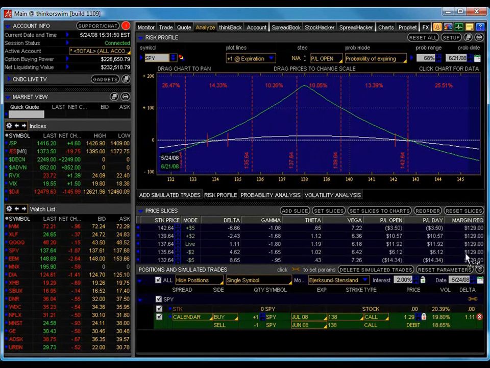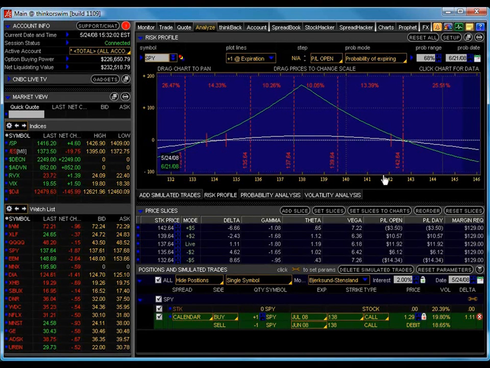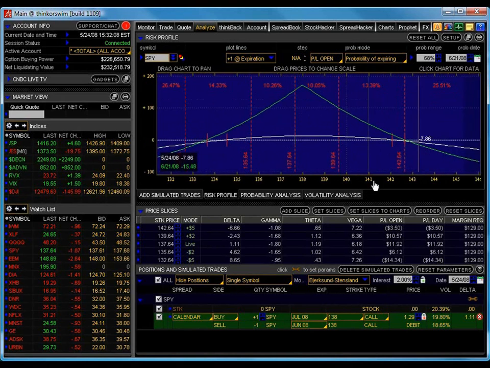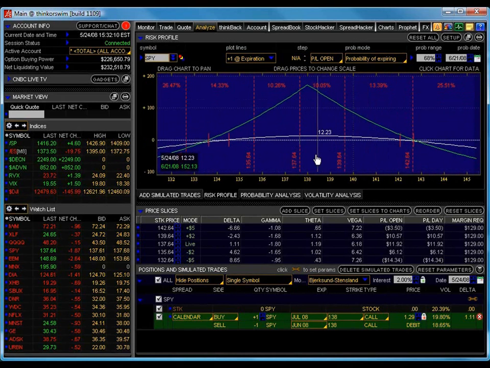However, it also has limited risk. In this case, the most we can lose is $129. And it's also the margin required on this position from our broker, because they know that the most we can possibly lose in this position is $129. And that's all that they're going to ask us to set aside to put this position on.